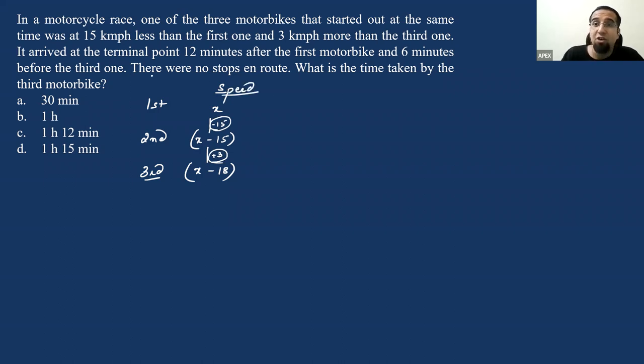Now, it arrived at the terminal point 12 minutes after the first motorbike. Let's say if T minutes is taken by the first motorbike, this one took T plus 12. And 6 minutes before the third motorbike, that means this becomes T plus 18. So T plus 18 minus 6 is T plus 12, and 12 minutes after is completely fine.